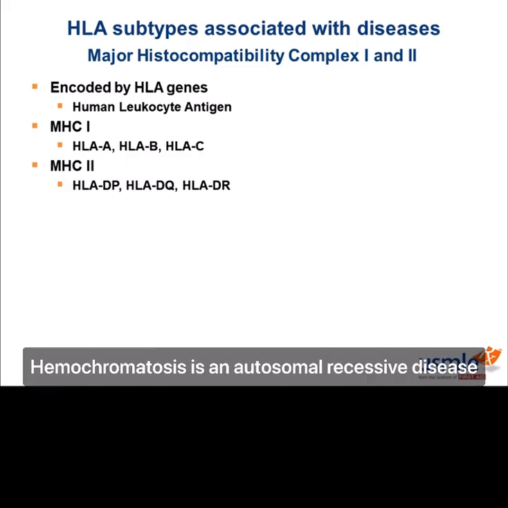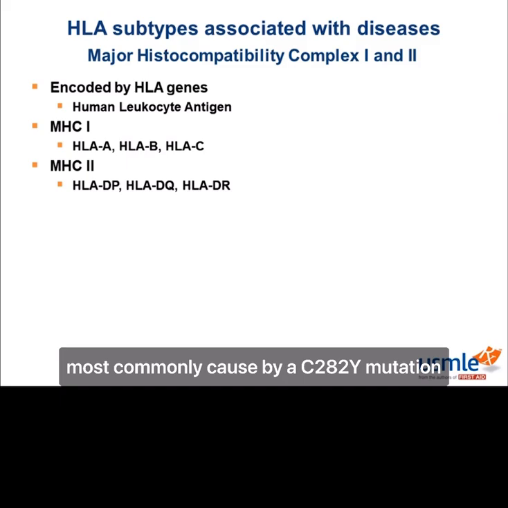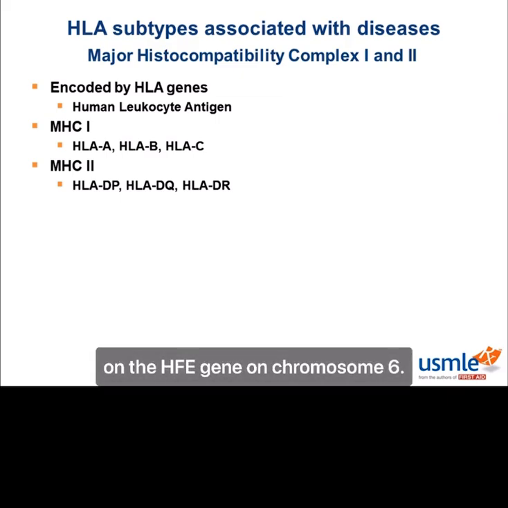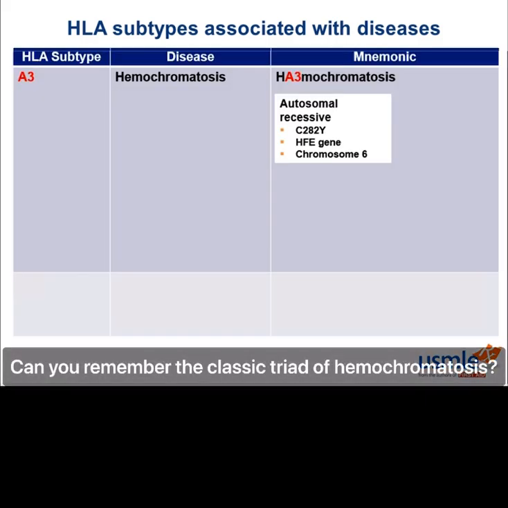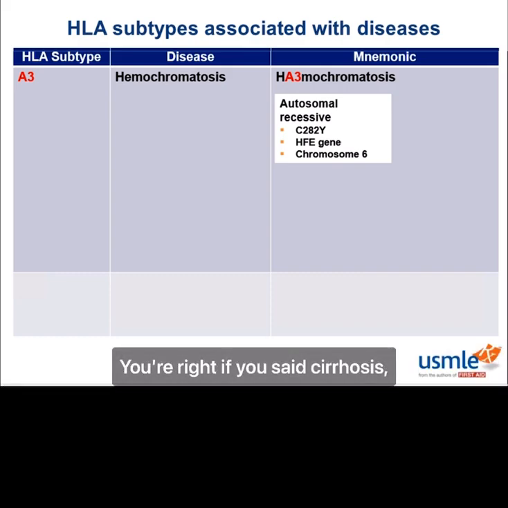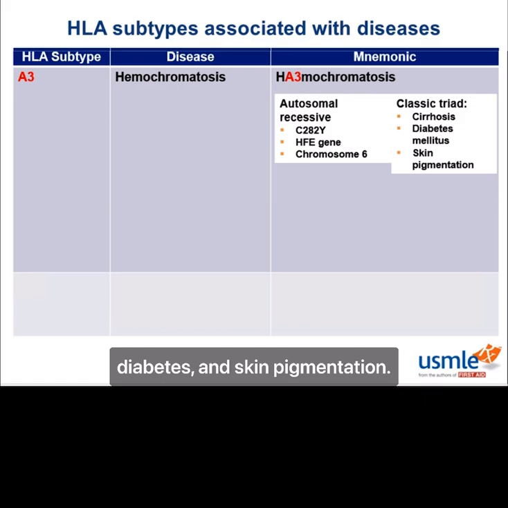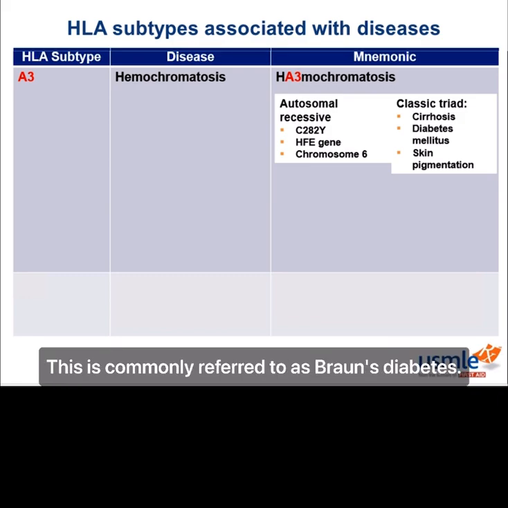Hemochromatosis is an autosomal recessive disease, most commonly caused by a C282Y mutation on the HFE gene on chromosome 6. There's some high-yield biochem and genetics for you. Can you remember the classic triad of hemochromatosis? You're right if you said cirrhosis, diabetes, and skin pigmentation. This is commonly referred to as bronze diabetes.